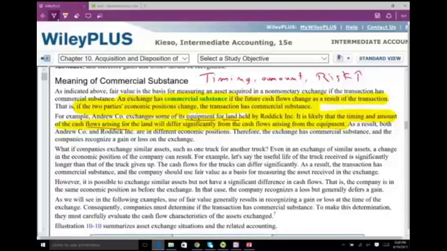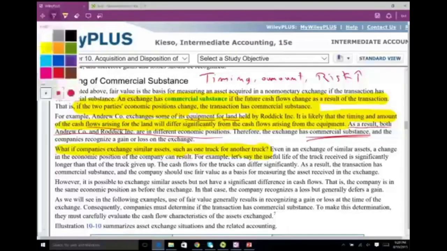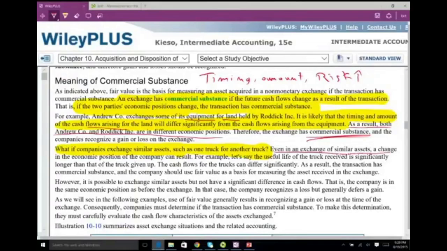So what we're saying is, as a result, both Andrew and Rodic are in different economic positions. Therefore, this is a commercial substance transaction. Now, bear in mind, here we are exchanging land for equipment, but it doesn't have to be land for equipment or equipment for land. What if the company exchanged similar assets, such as a truck for another truck? Does that disqualify it from commercial substance? Not necessarily. Even in an exchange of similar assets, a change in the economic position of the company can result.